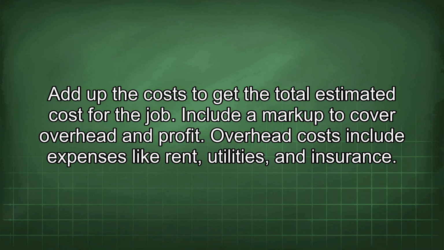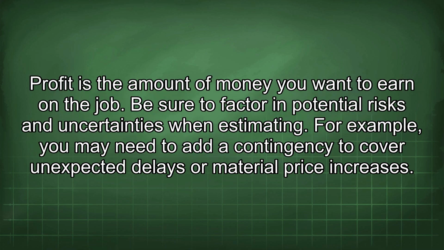Overhead costs include expenses like rent, utilities, and insurance. Profit is the amount of money you want to earn on the job. Be sure to factor in potential risks and uncertainties when estimating. For example, you may need to add a contingency to cover unexpected delays or material price increases.